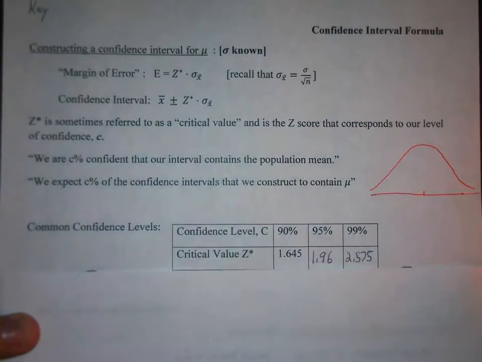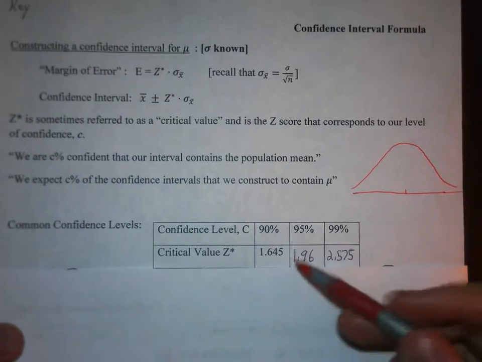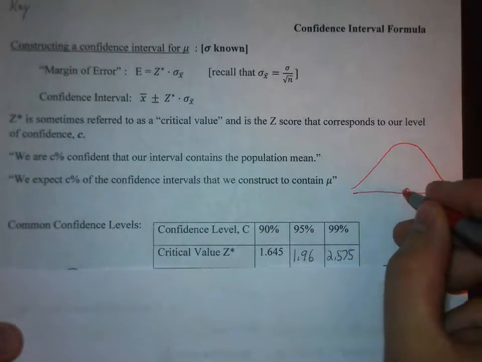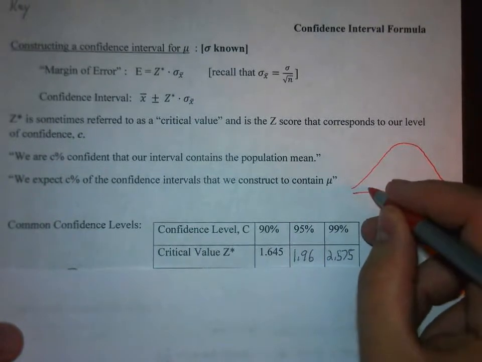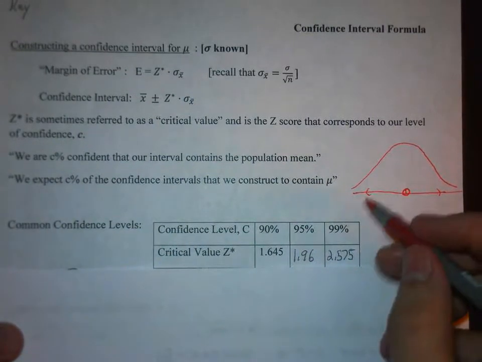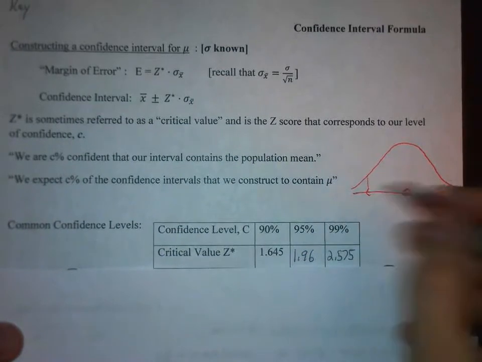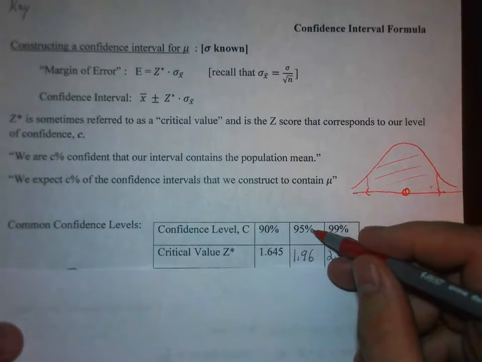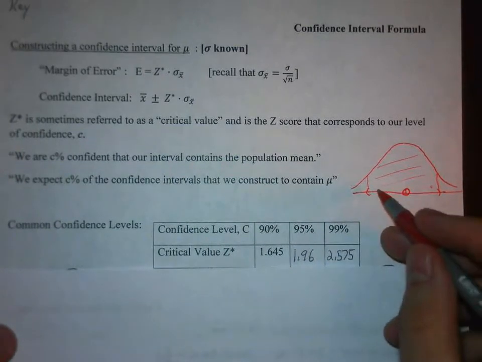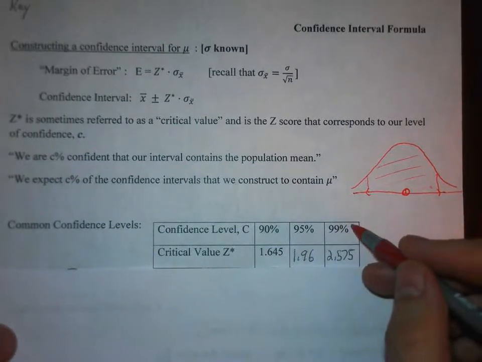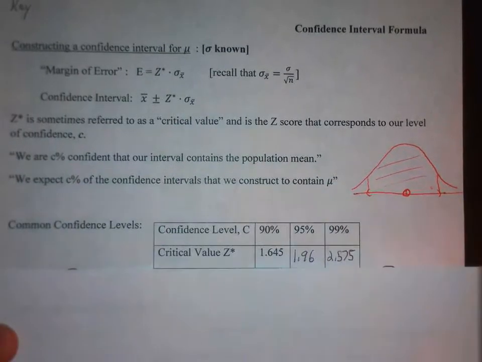So if you're looking at a normal curve, a 90% confidence level says that we think our mean is in the middle, right? That's our best guess. And then we're going to go the same amount below and above that sample mean. So if you want to be 90% confident, you're going to have 90% in that middle. If you want to be 95% confident, then the middle percentage is going to be 95%. If you want to be 99% confident, then that middle is 99%.